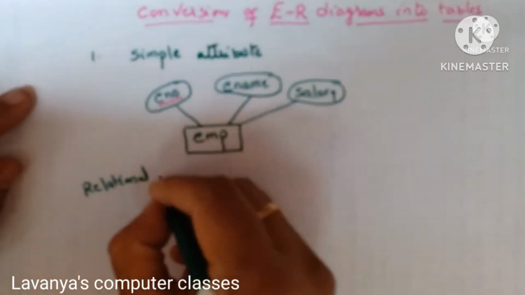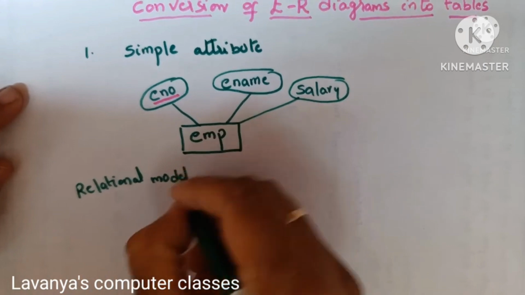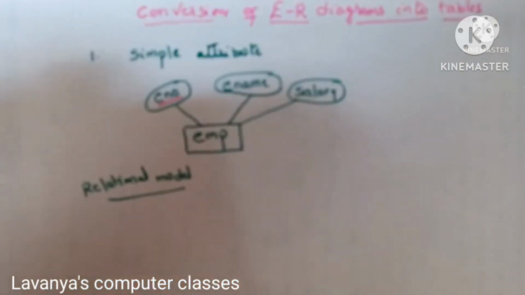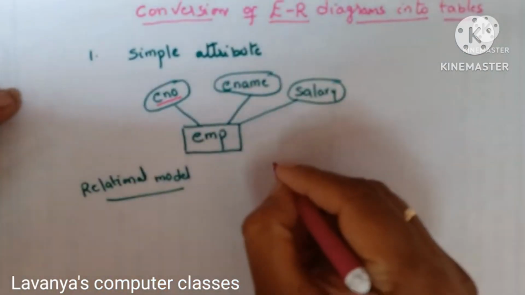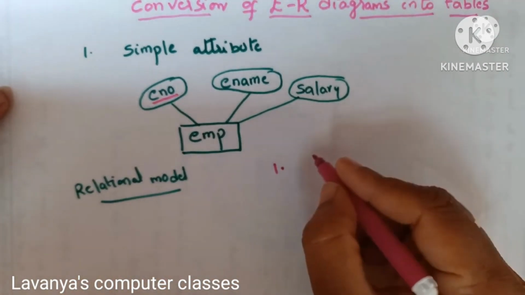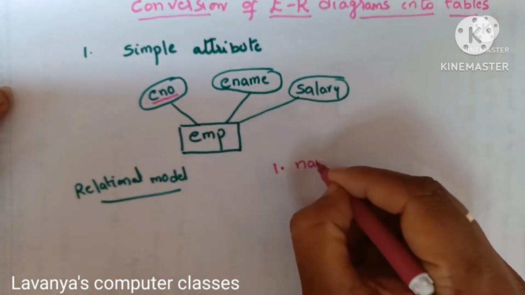Now this ER diagram is converted into the relational model. Relational model means data is represented in the form of a table. What is a table? A table is the combination of rows and columns.